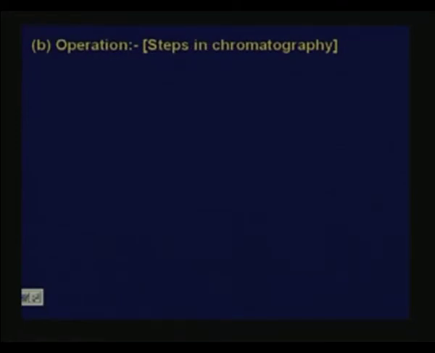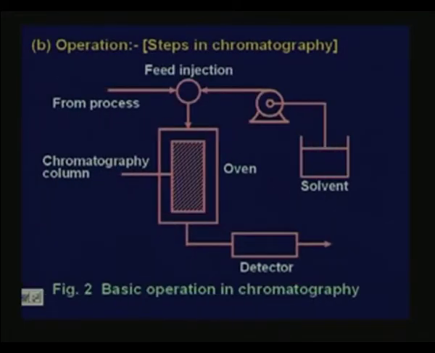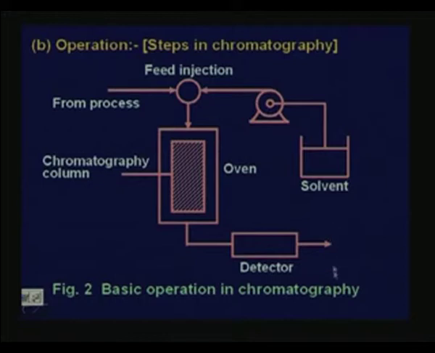Operation: let us look at the steps in chromatography. You see here we have just changed the directions. From the feed injection, the solvent is here, and it can be the other way also. In this case it may come through gravity; in the other case we have to use a pump. So, in the basic operations of a chromatograph, after this it will go to a detector, and after this it will go to a recorder.